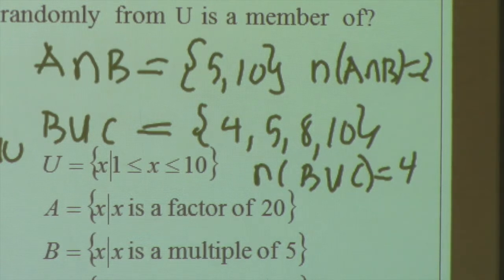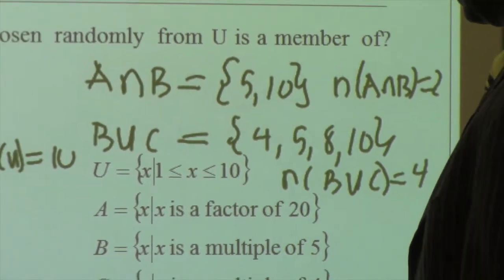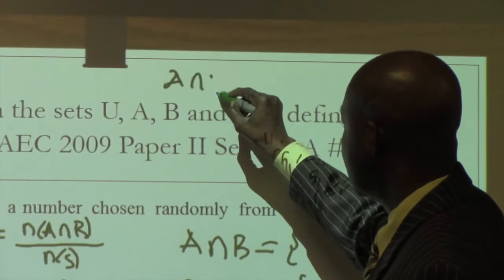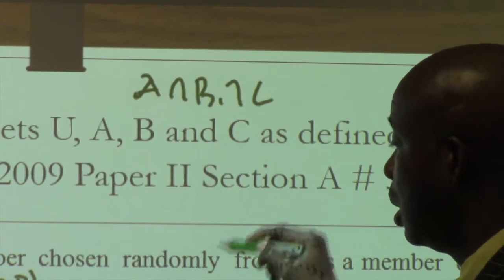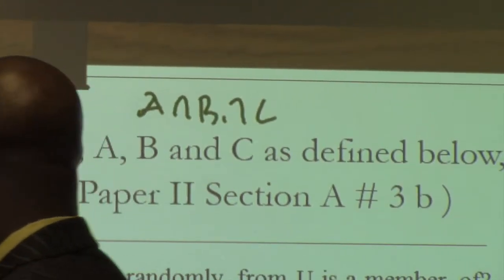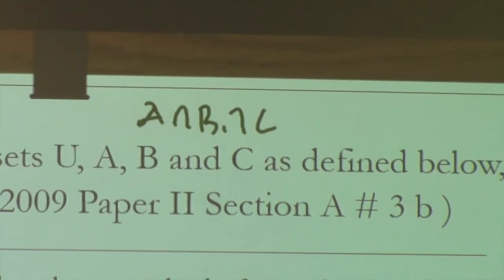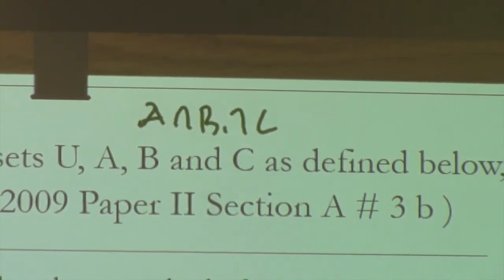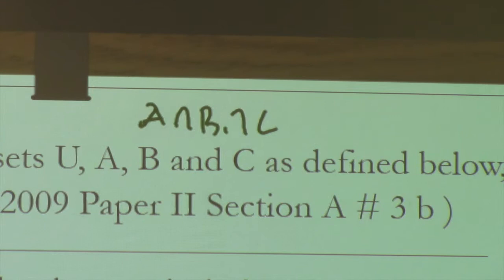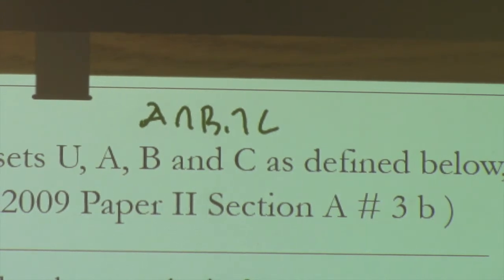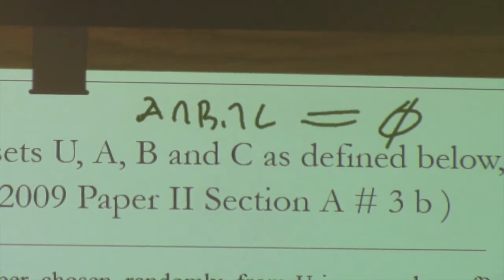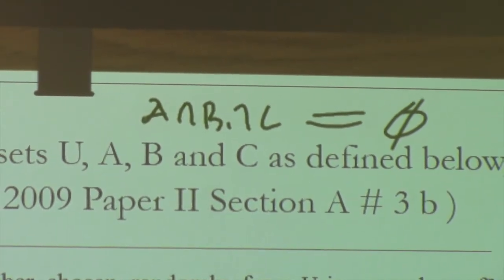Good. And lastly, let's look for A intersect B intersect C. What will they have in common? There's 10 in there, there's 5 in there, but there's no 10 in here. So they have absolutely nothing in common. So basically, this is equal to the empty set. So the number of elements in A intersect B intersect C will be 0.